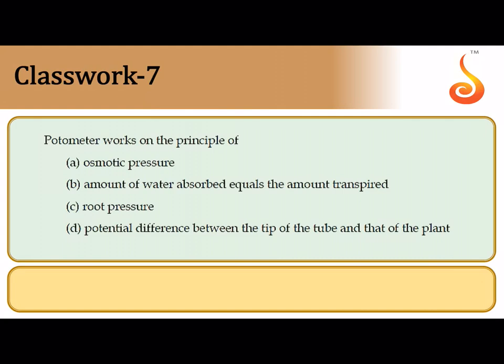Potometer works on the principle... Now, a potometer is an apparatus or setup used to demonstrate the process of transpiration. As the plant undergoes transpiration, you can see the change in the level of water. It works on the principle that the amount of water absorbed by the plant is equal to the amount that is transpired. It also tells us how the plant absorbs water from the roots, because it is driven by a pull created by transpiration, which we know as the transpiration pull.